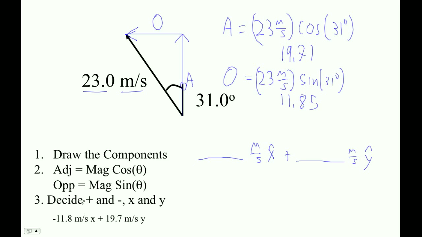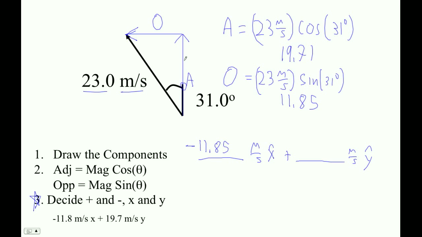Okay, so now we're on this step. This is the key step here. This is the hardest step. Decide x and y. Let's see, the opposite side, that's our x, isn't it? Because it's left to right. So 11.85, and it's to the left, so it's negative. So I'm going to say negative 11.85 meters per second in x, right?